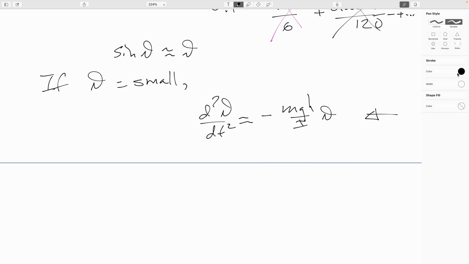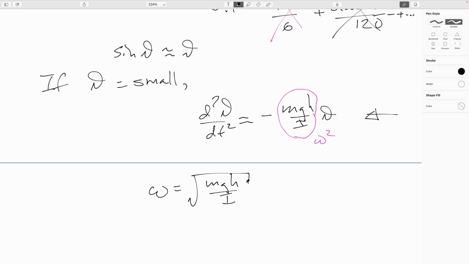We can now look at this and say, hey, this is a simple harmonic oscillator, and this is omega squared. So as long as the angle is small enough that it doesn't matter for what we're doing, and in a lot of practical cases, that's about 20 degrees or so, we have a simple harmonic oscillator that has an angular frequency of the square root of mgh over I.